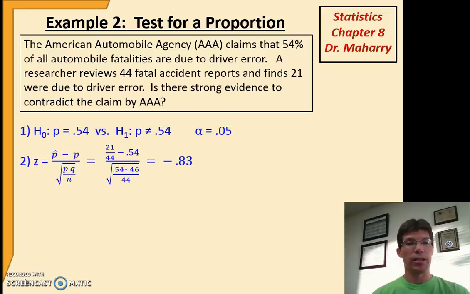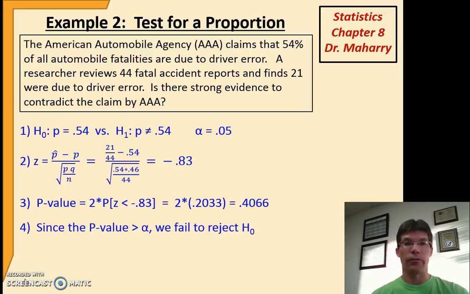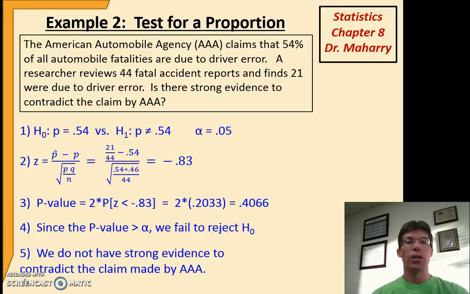So again, we plug into our test statistic. 21 out of 44 is our p-hat. We plug those numbers in and get negative 0.83. So since this is a two-tailed test, I'm going to take that negative 0.83 and look it up in the z table, find the probability further out in the tails, so less than negative 0.83, but then I'm going to double it because this is a two-tailed test. I'm considering both tails. So here I get a p-value of 0.4066, which is obviously larger than alpha. This is not a small p-value, so we fail to reject. So we do not have strong evidence to contradict the claim by AAA.